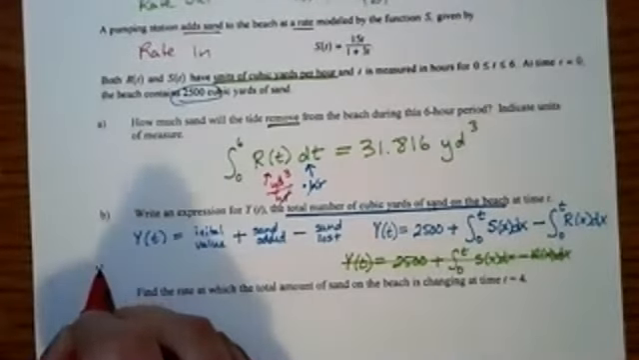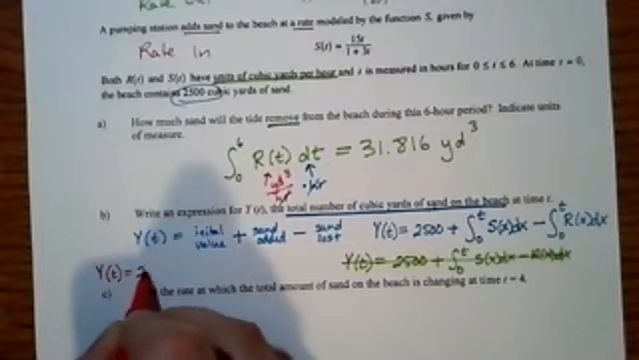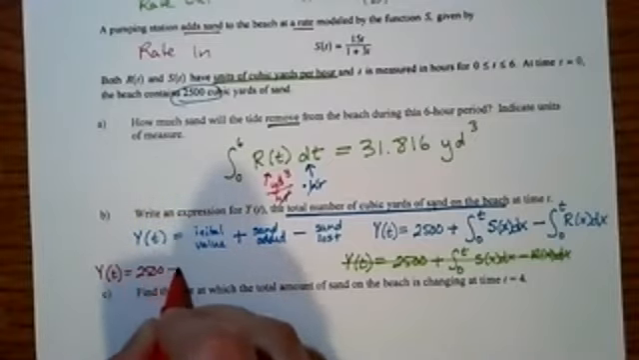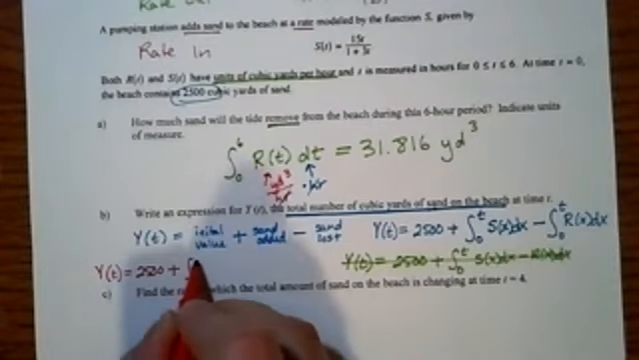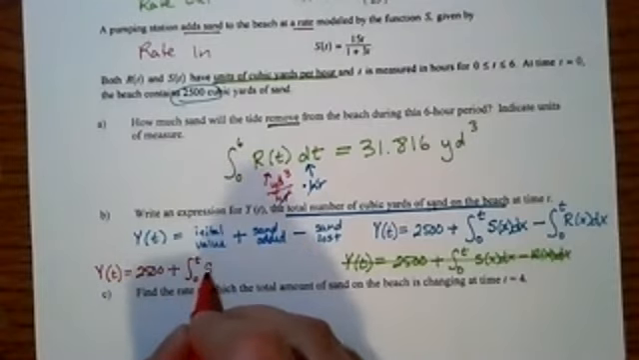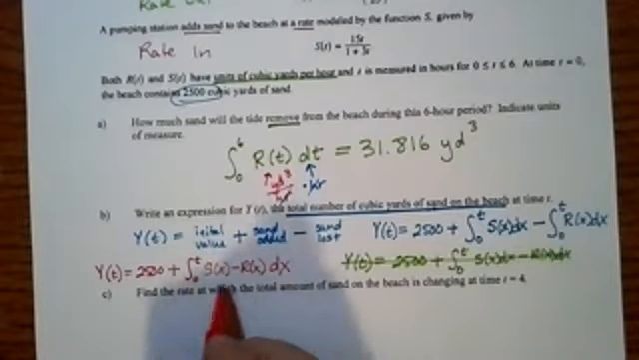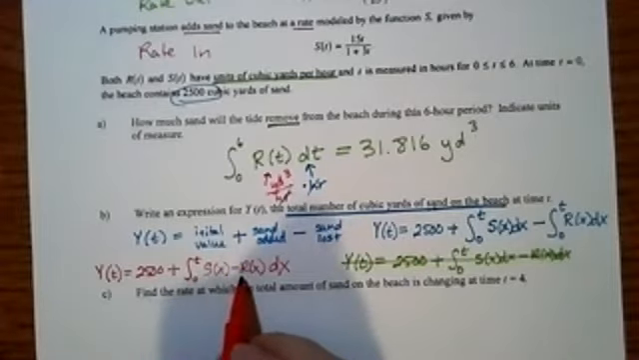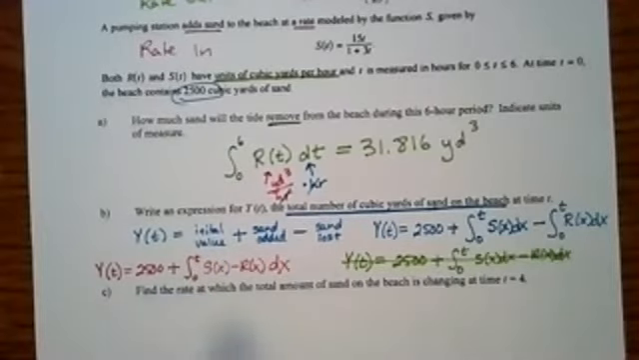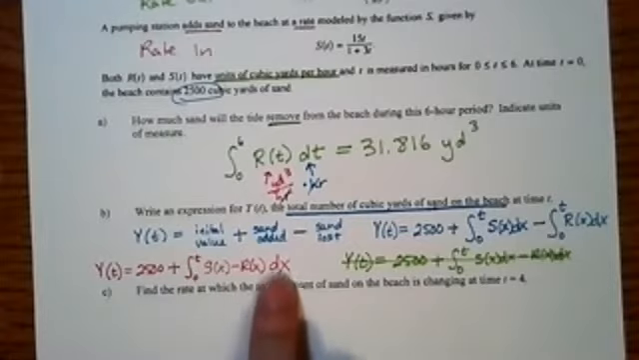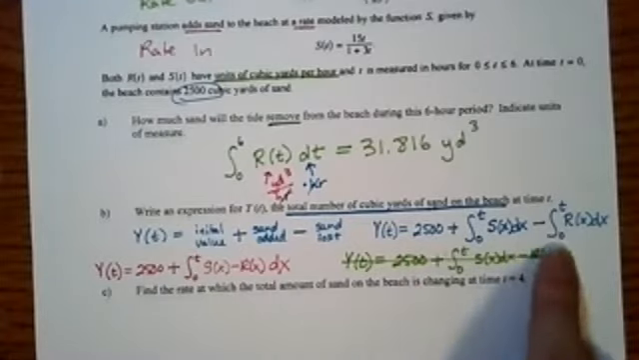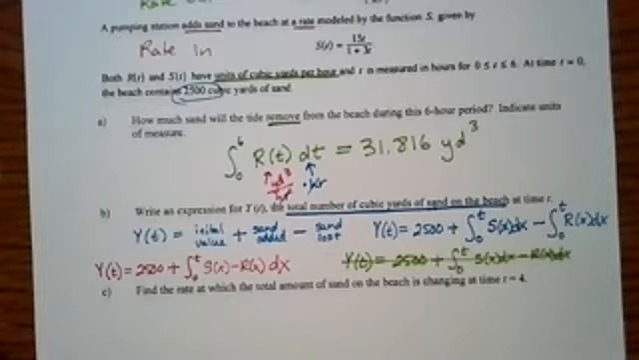So I meant to say it would be y of t is equal to 2,500 plus the total amount from 0 to t of S of x minus R of x. The actual dx needs to be right here to close that integral. So we're looking at the difference between the rate in and the rate out and integrating that difference to give us a total amount of sand added or lost. Okay, so you could either write what's here in red or you can put this form of it. Either way, you've got the same idea with it.